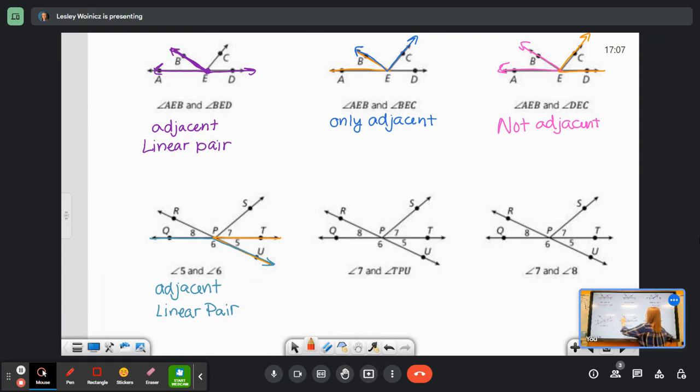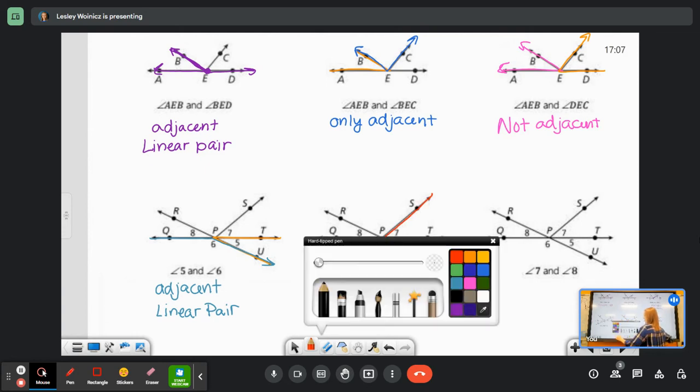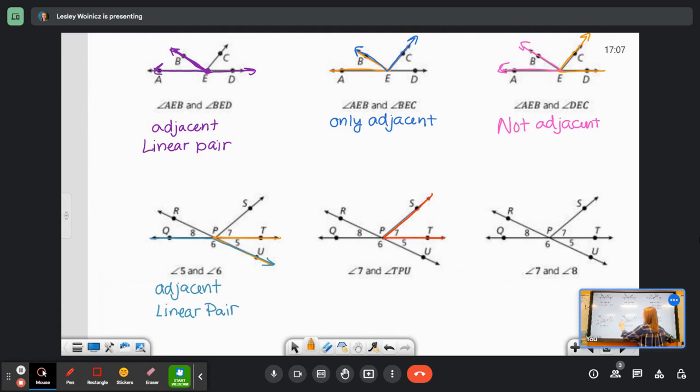Angle 7 and angle TPU. They share a common ray and have a common vertex, but they do not form a linear pair, so these are only adjacent.